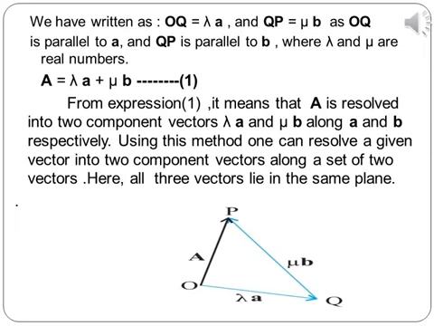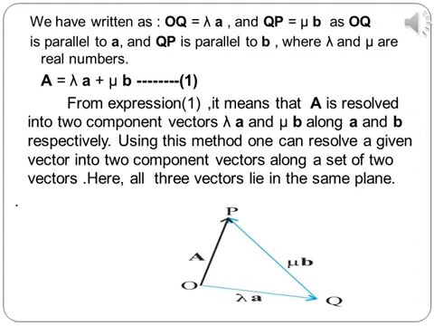So, we have written as vector OQ is equal to lambda vector A and vector QP is equal to nu vector B, as vector OQ is parallel to vector A and vector QP is parallel to vector B, where lambda and nu are real numbers. So, it can be mathematically expressed as vector A is equal to lambda vector A plus nu vector B, which is the expression 1.